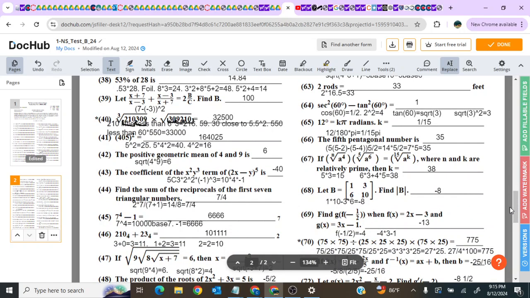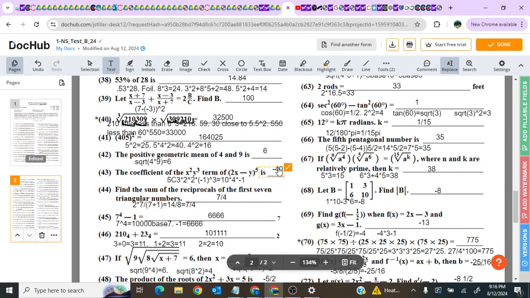43, the coefficient of the x squared y cubed term of (2x minus y) to the power of 5 is what? Well, it's x squared y cubed, so 5 choose 2 or 5 choose 3, whichever one you choose. 5 choose 3 is the start of your base, and then your x coefficient to the power of 2, and your y coefficient to the power of 3. So 10 times 4 times negative 1 is negative 40.